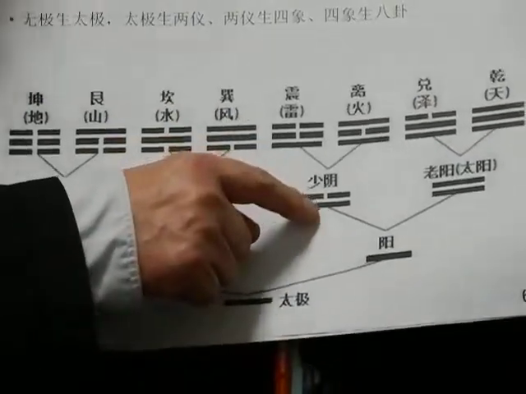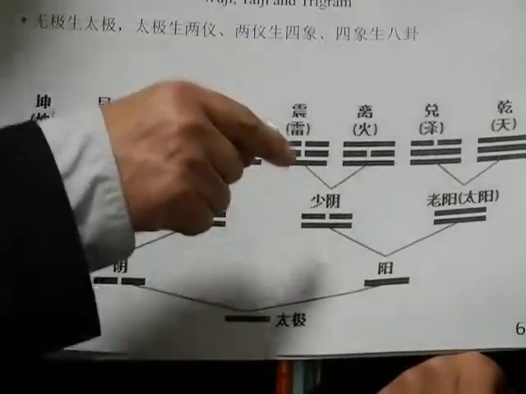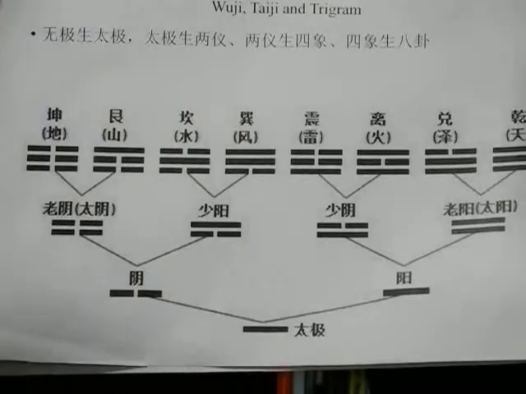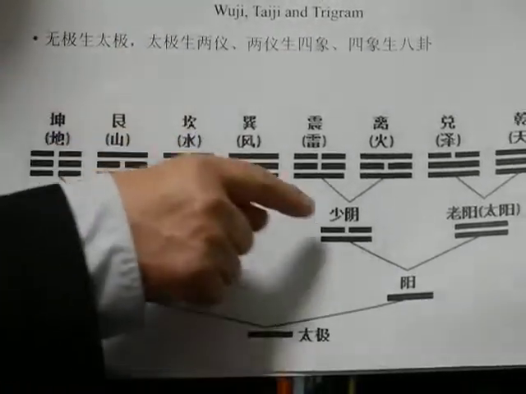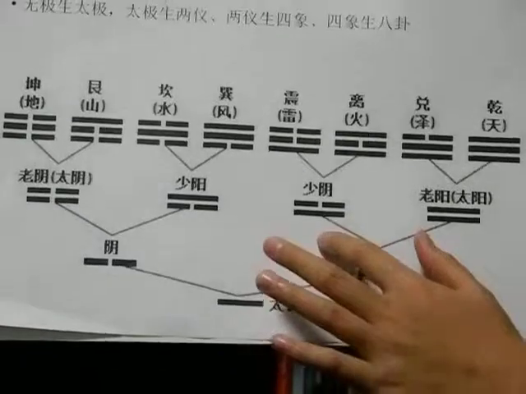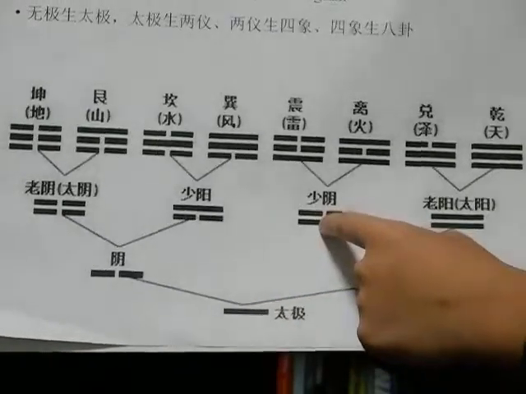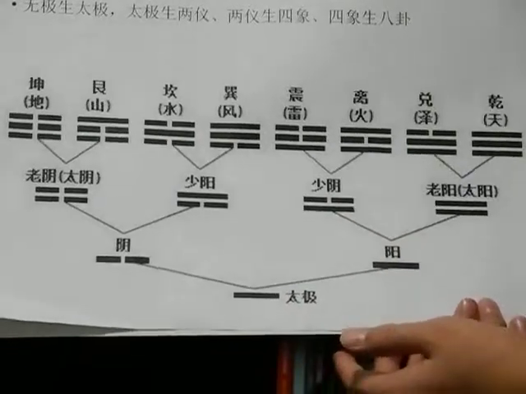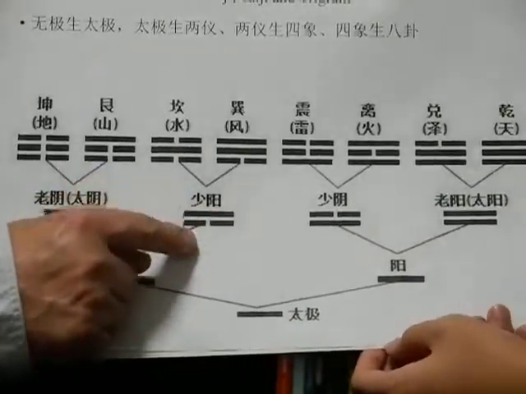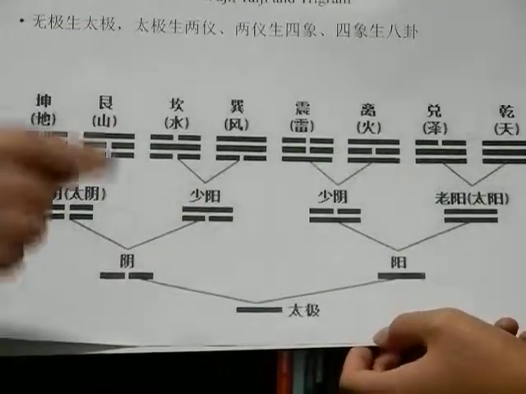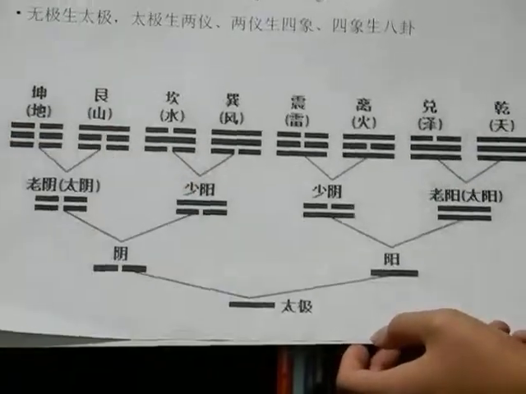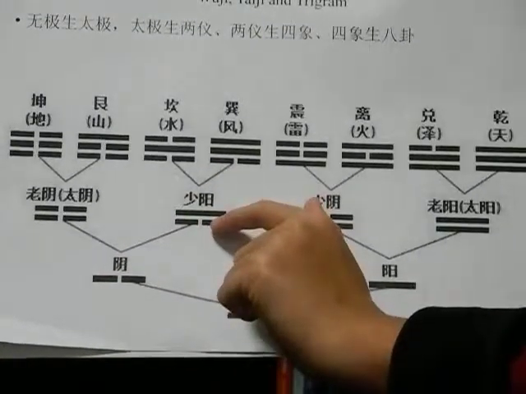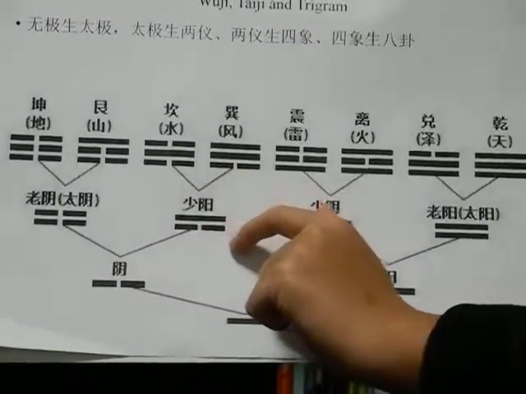As you can see over here, since the bottom is only yang, we call it lacks yin, so we call it minor yin. And over here, it's the same thing. On the bottom, we can see it's yin, not yang. So this is why it's called minor yang.